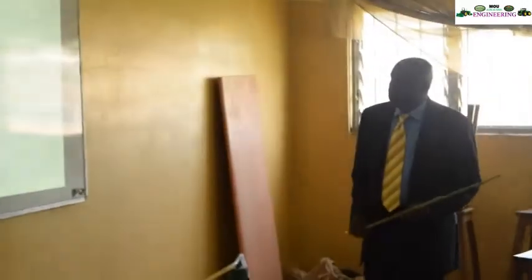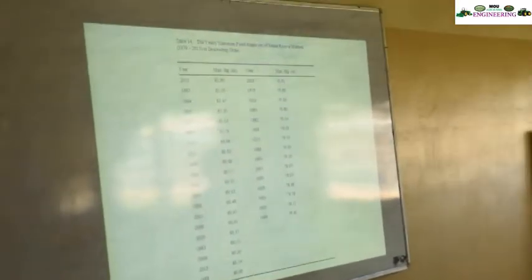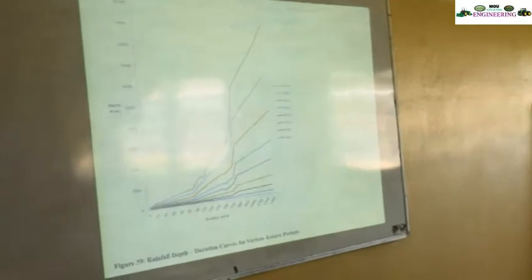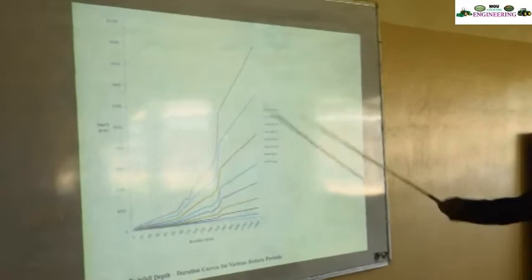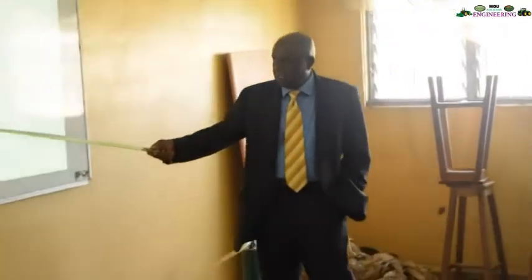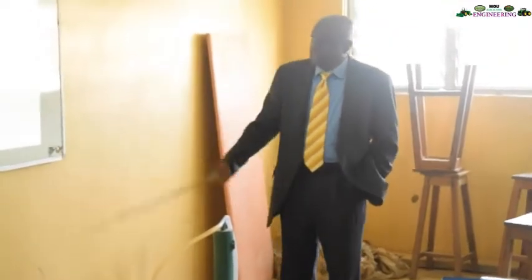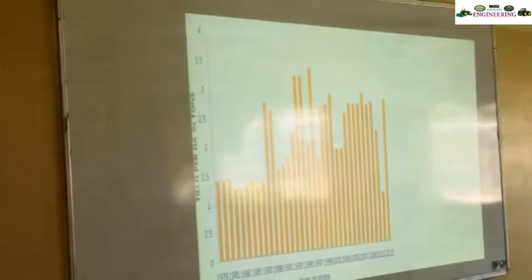That is the data for the rainfall depths in millimeters. The flood stage data is there. The return periods and their corresponding flood stage are shown. It's a curve showing the various return periods from 2 to 100-year return periods and how they vary during that period. It's a histogram showing the rainfall depths. And then the year.